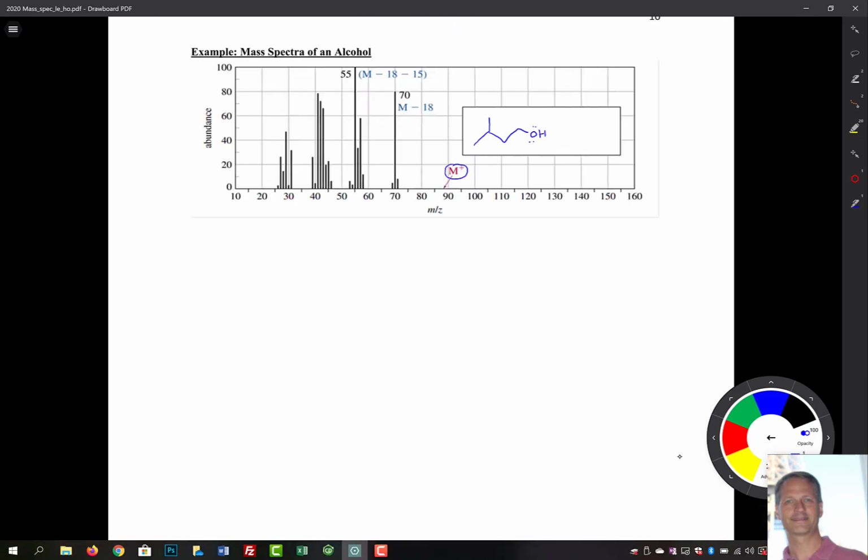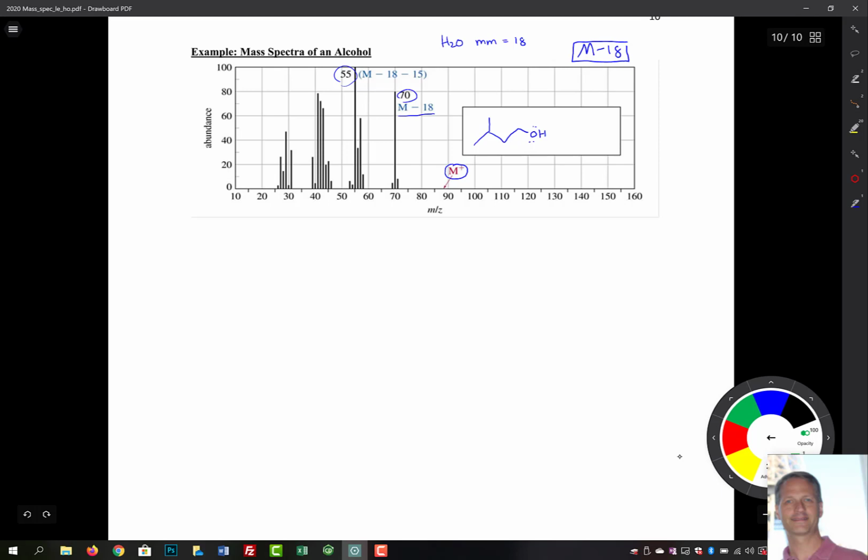Now, one thing that happens with alcohols is that we typically see a rapid loss of water. And water has a molar mass equal to 18. So we typically see an M minus 18 peak present here, often with no M plus peak. So you see the M plus peak is basically empty right here, and the 70 is your M minus 18. So let's talk about how these two peaks are actually made.